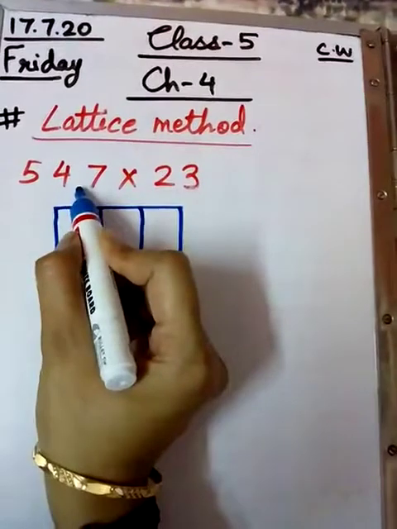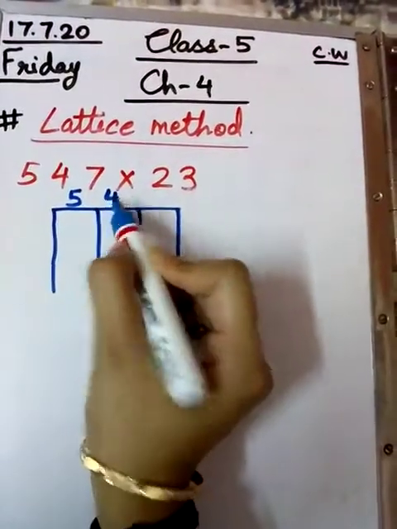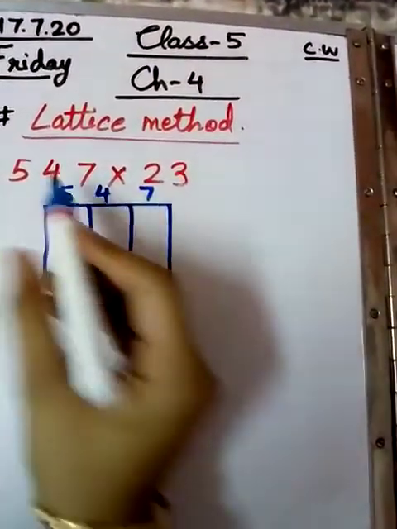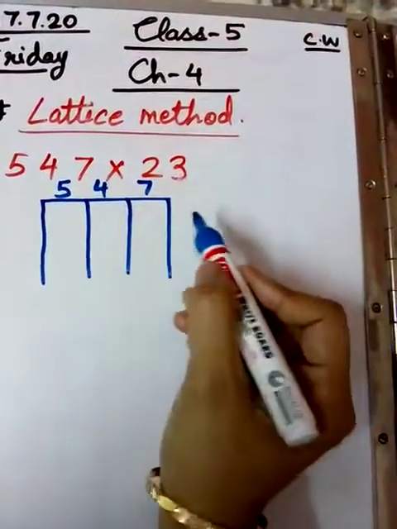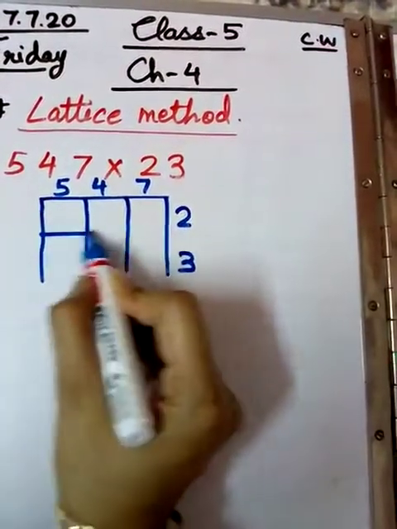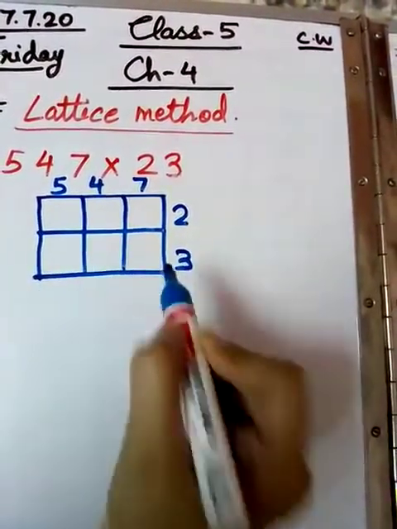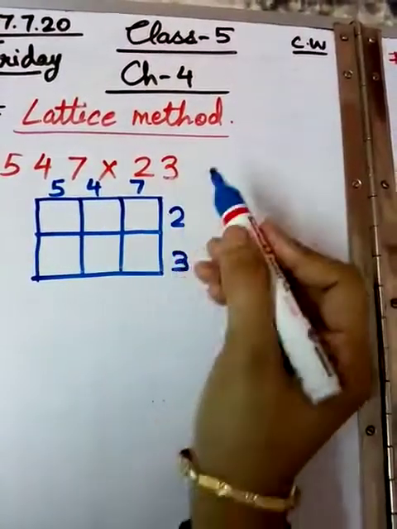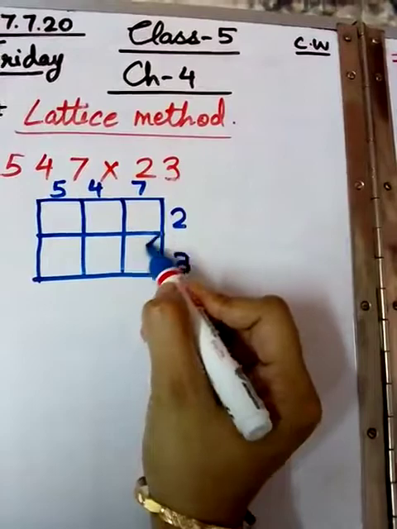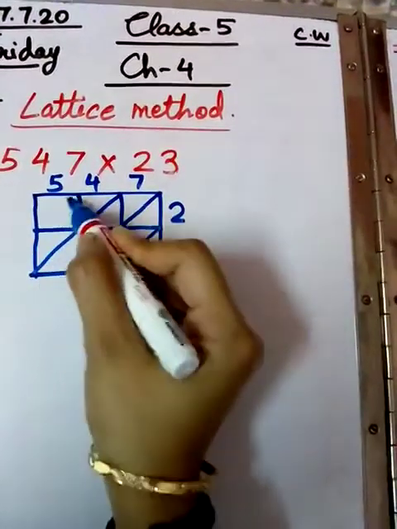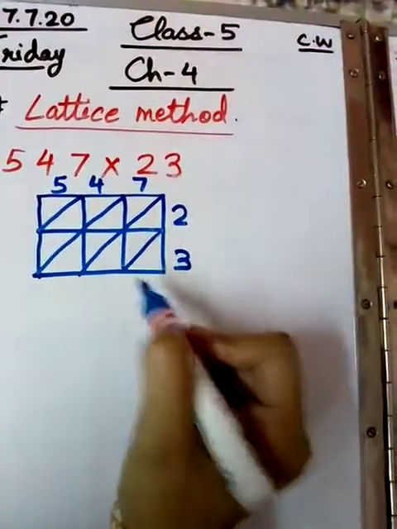So we will write 5, 4 and 7 up, the first multiplicand. This is the multiplicand, this is the multiplier. The multiplier will be written here, 2, 3. Make boxes for them, and then divide each box into 2 parts diagonally. So every box is divided into 2 parts.